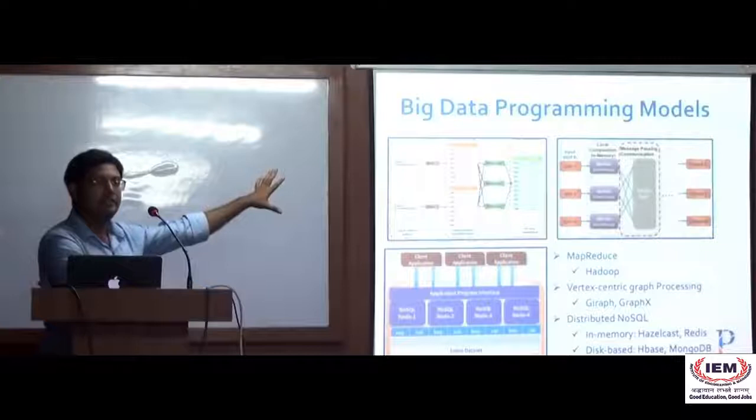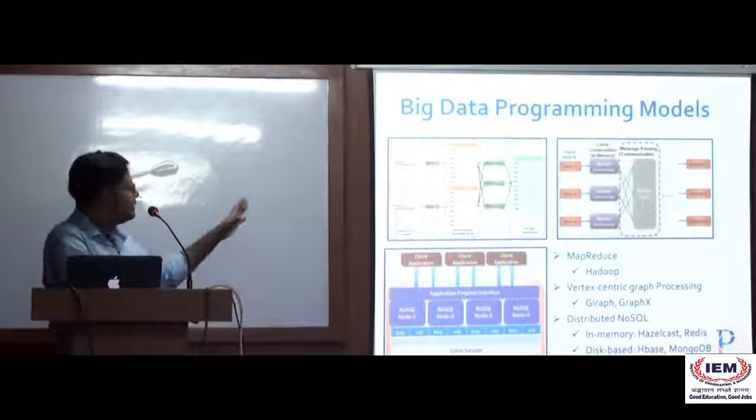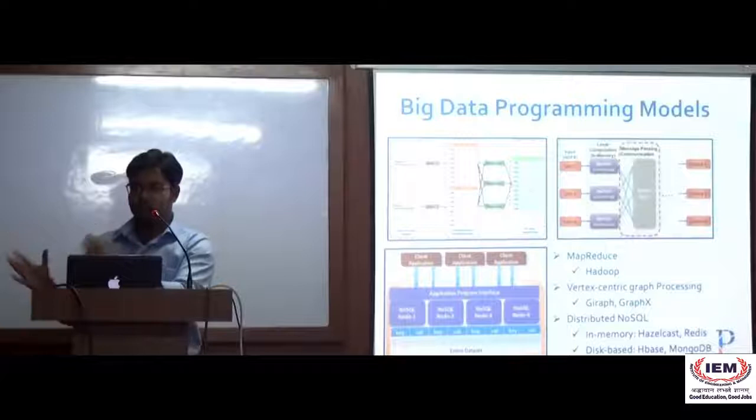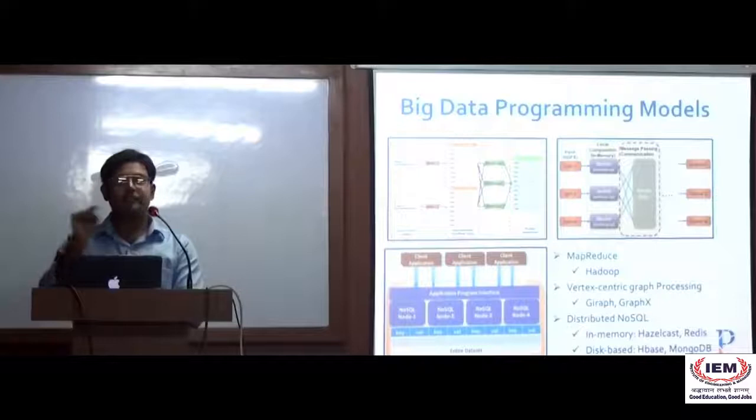The first one is MapReduce. MapReduce became the de facto standard of distributed computing in the last decade. So what is MapReduce? Here, the computation is basically divided into two different parts. In the first part, the map phase, the user writes his own function, which works on each and every record in parallel without any interconnection.